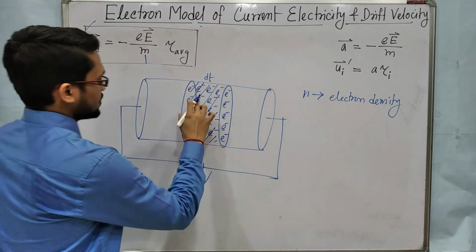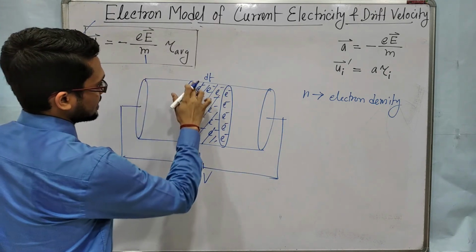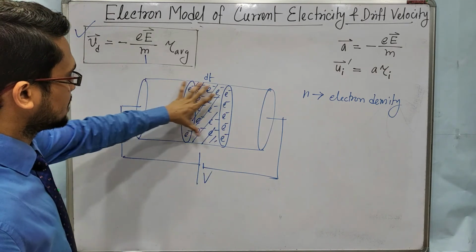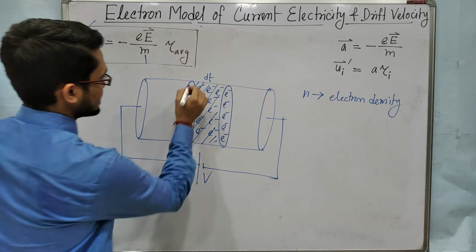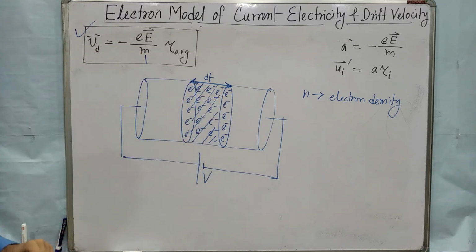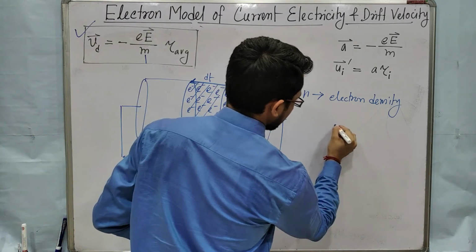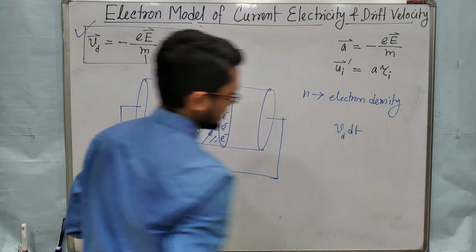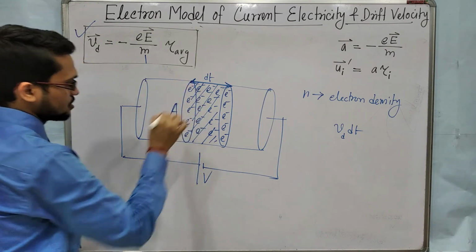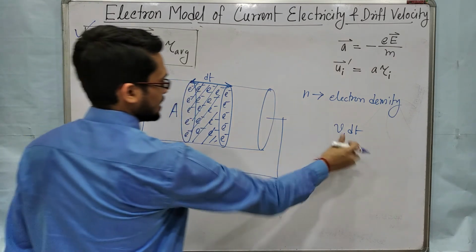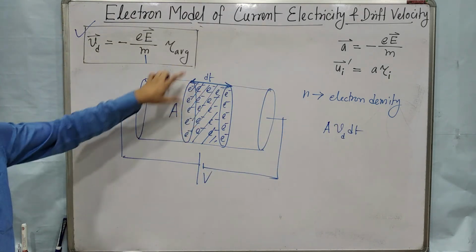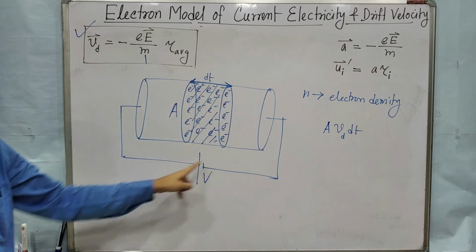So if all the electrons are moving with this velocity Vd, then in time dt, what will be the length covered by each electron? That will be this much. How will you calculate this length? Length will be Vd into dt. The cross sectional area of this part is A, and if length is multiplied by the cross sectional area, we will get the volume of this shaded region.